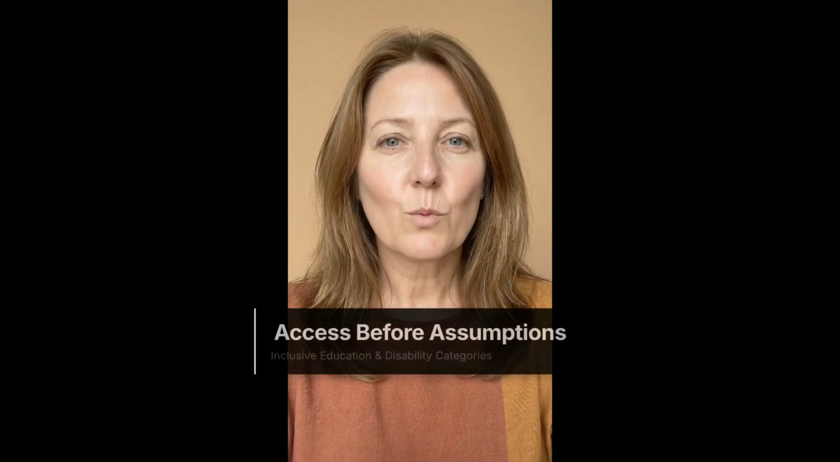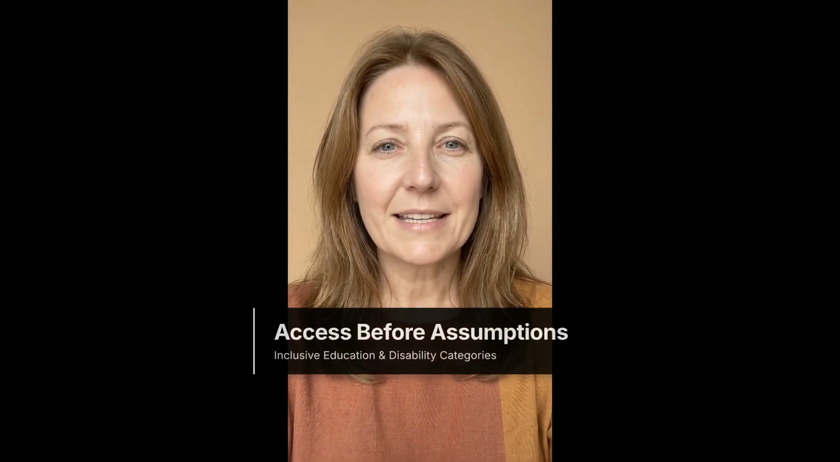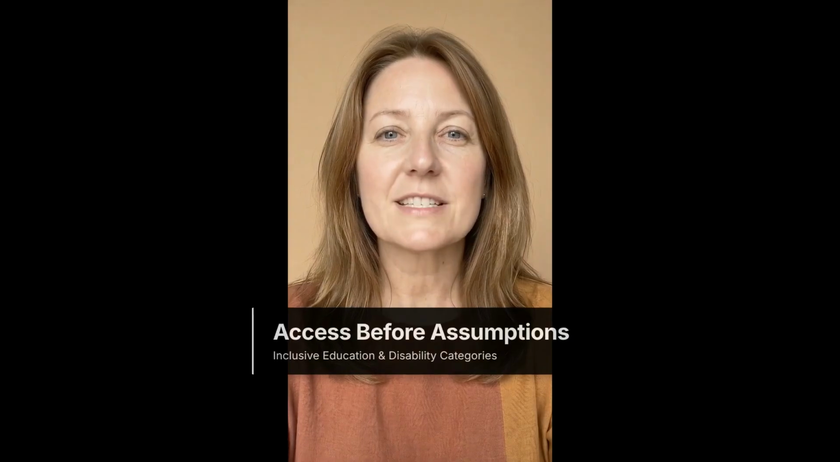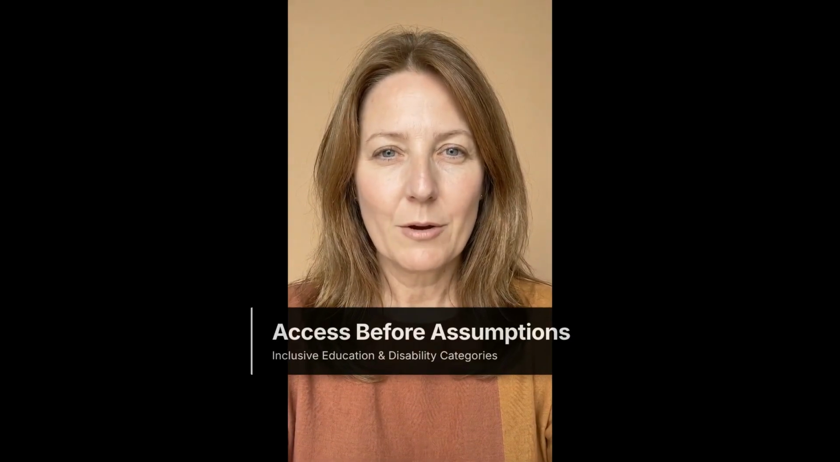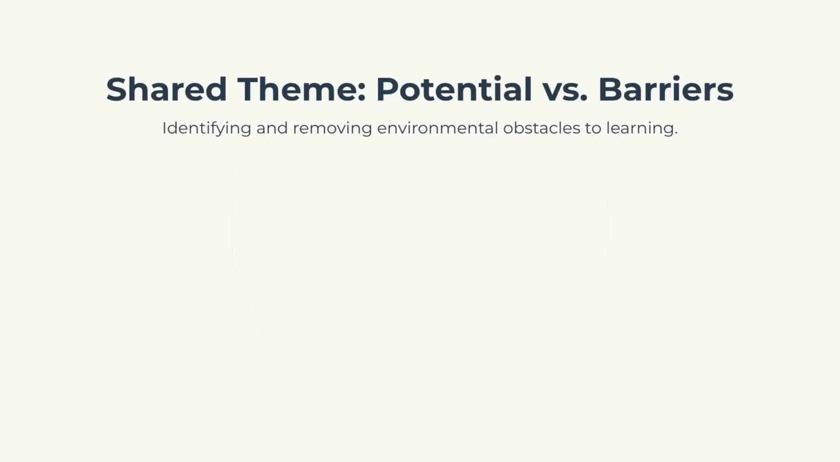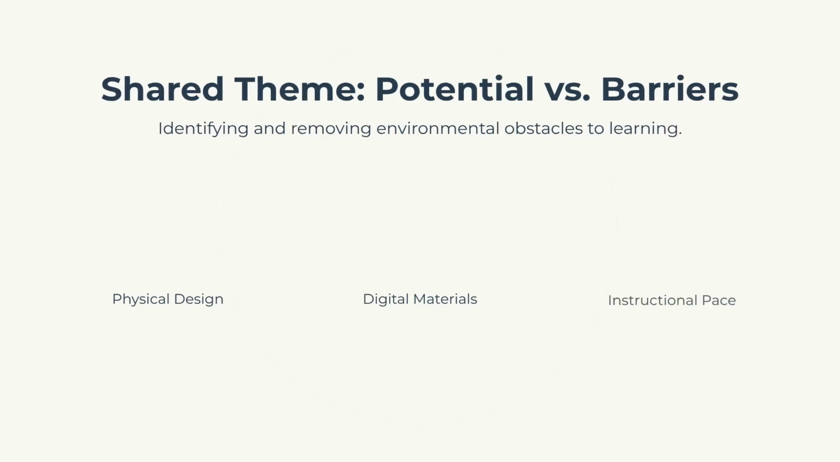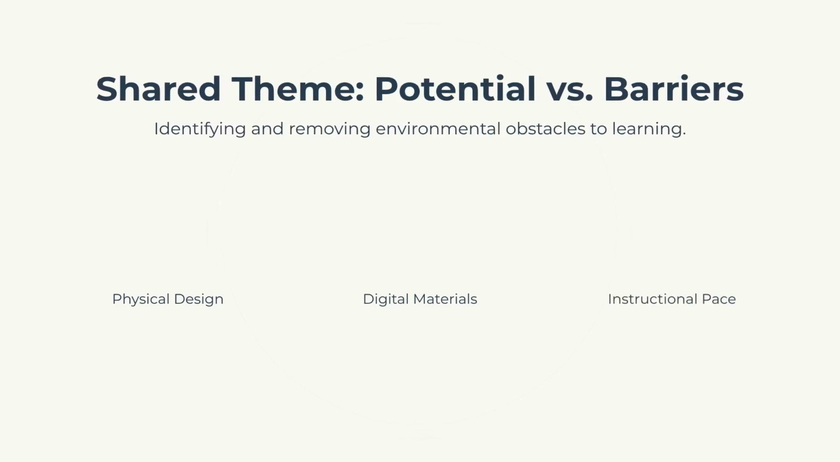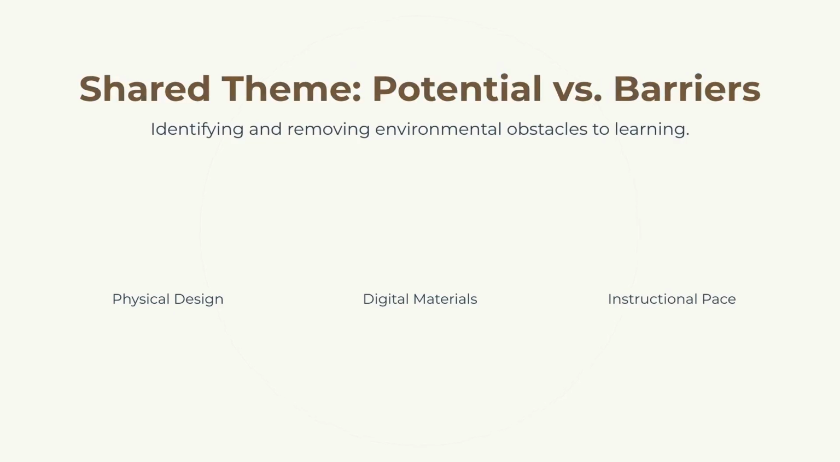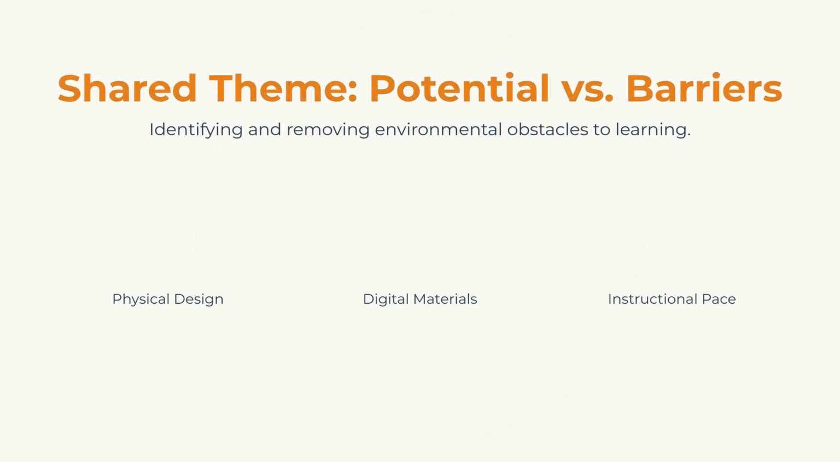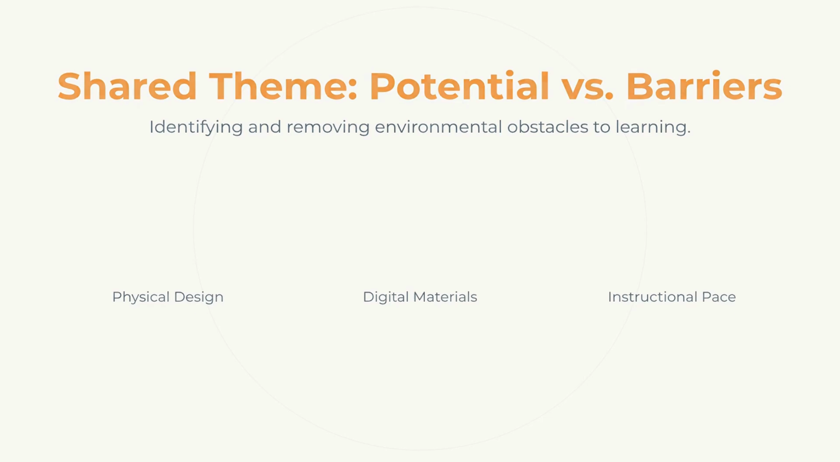In this lecture, we are bringing together 4 disability categories that are sometimes taught separately: other health impairments, orthopedic impairments, visual impairments, and deafness or hearing loss. These categories are different from one another, but they share an important theme. In each case, the student may be fully capable of learning the academic content, but the school environment, the pace of the school day, the communication system, the materials, or the physical design of instruction may create barriers.